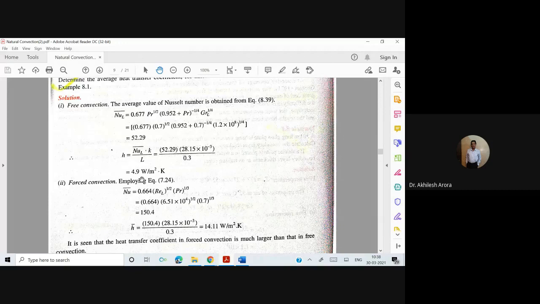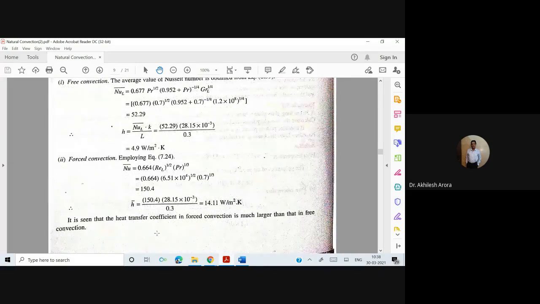Here you can see that in case of free convection, the boundary layer thickness is higher, but its heat transfer coefficient is smaller. Whereas in case of forced convection, the boundary layer thickness is smaller, but its average heat transfer coefficient is nearly three times that of free convection. So in forced convection, the heat transfer coefficient is much larger than in case of free convection.